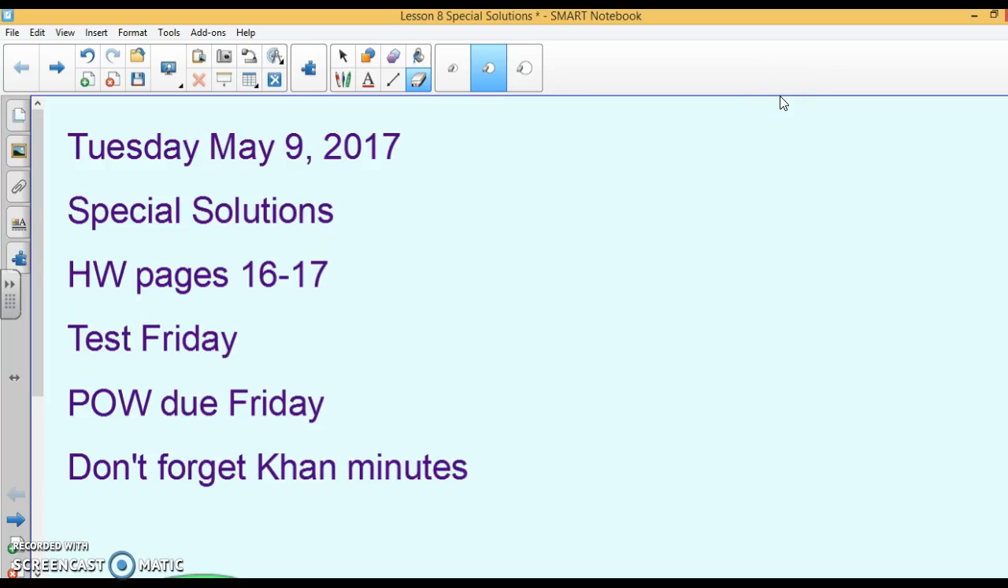This is going to be lesson 8 in our solving equations unit. It will be on special solutions. The homework will be pages 16 and 17, and there will be a unit test Friday, May 12th.